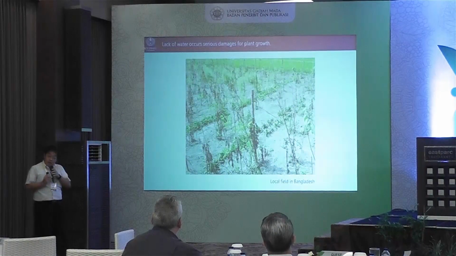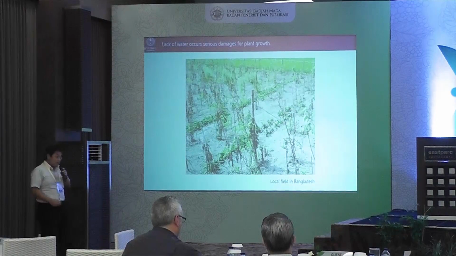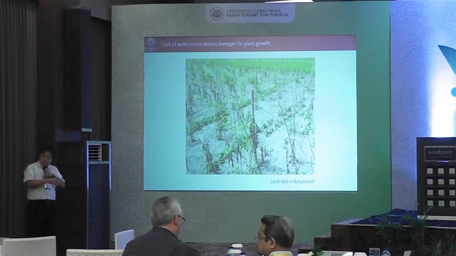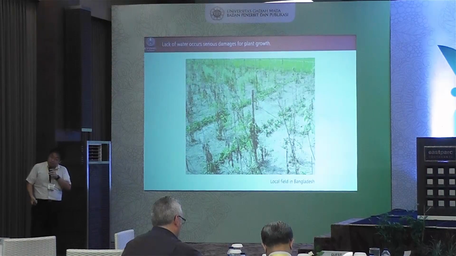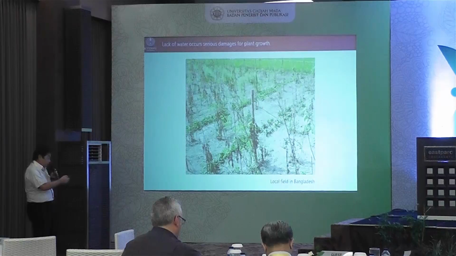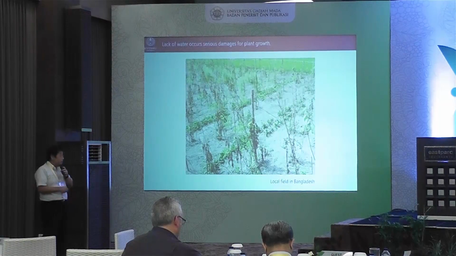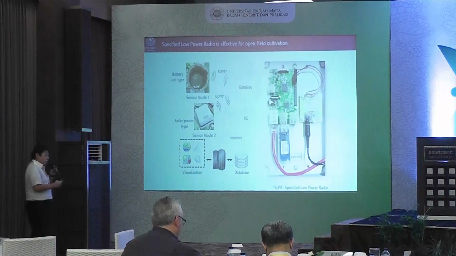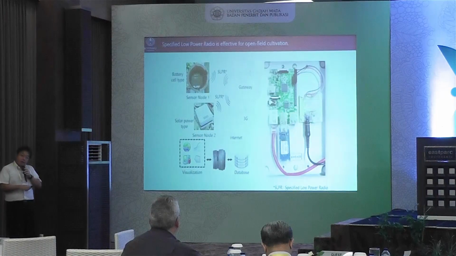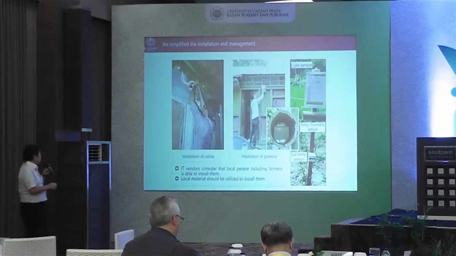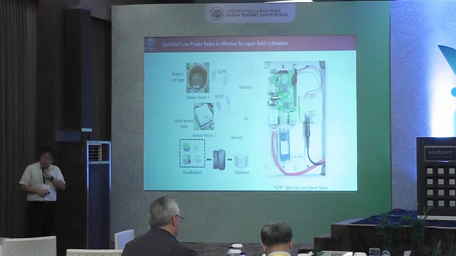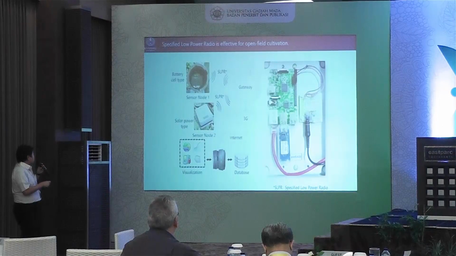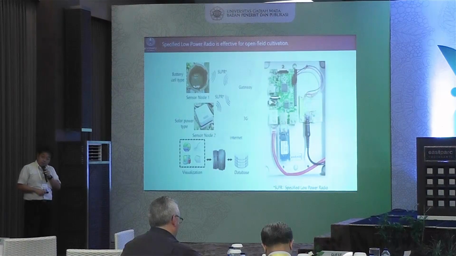This is the field installation in Bangladesh. Sometimes farmers fail the irrigation, and the damage to the plant is very serious. So we installed the monitoring system like this. This is a solar power type of light sensor. This is a battery cell type.